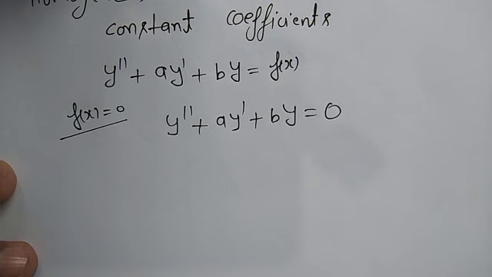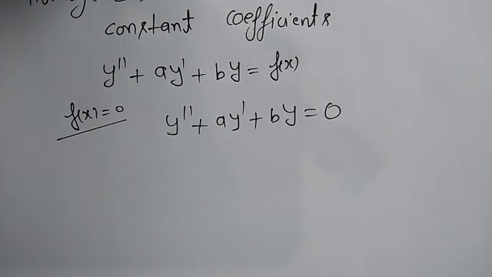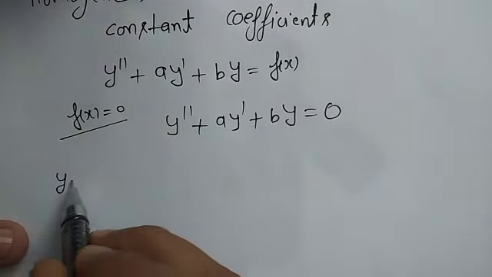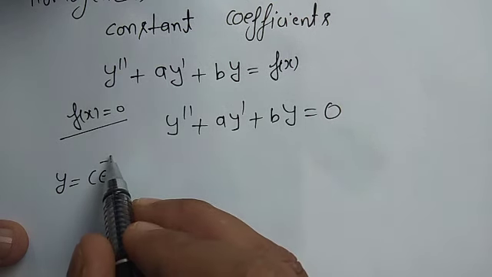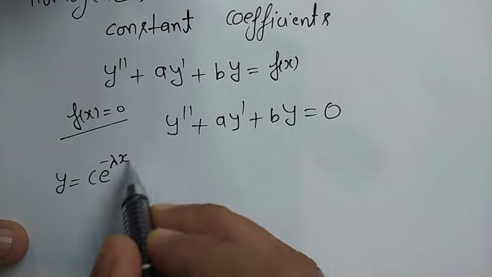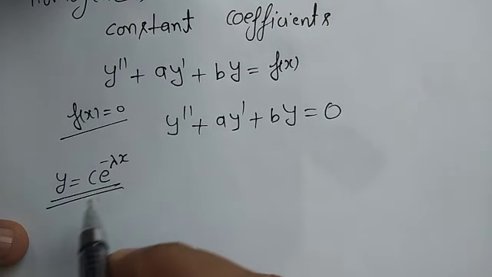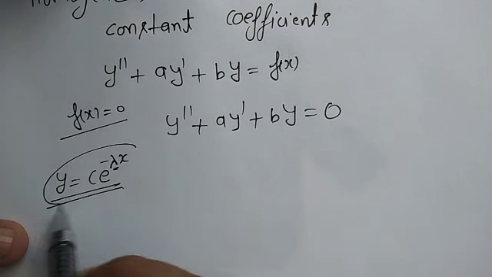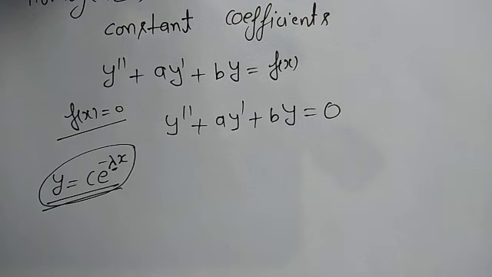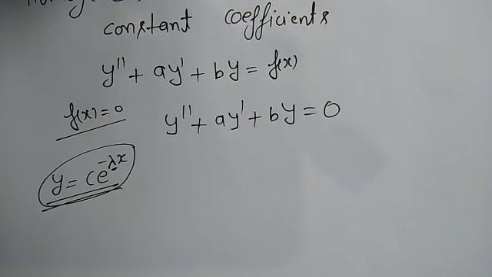Just now we have seen the solution of the linear first order ODE. The solution form was y equal to c e power minus lambda x, or some kx, some constant. So the solution is in some exponential form.